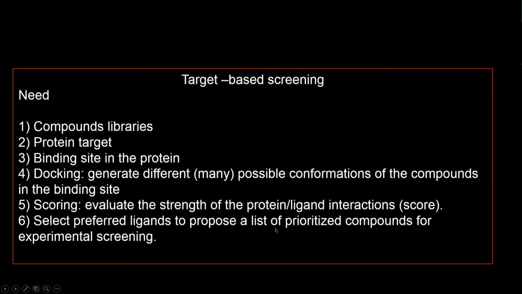We can also look at other interactions, how many hydrogen bonds it has formed and so on, and then we can conclude that certain ligands have good binding to the active site, certain ligands have poor, and then select the preferred ligands. Okay. So, you prefer ligands which you think bind very well, then prepare a list of prioritized compounds, maybe you start synthesizing them and then start studying the experimental activity.